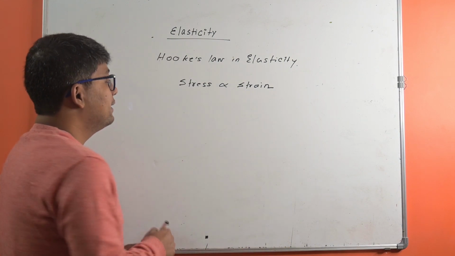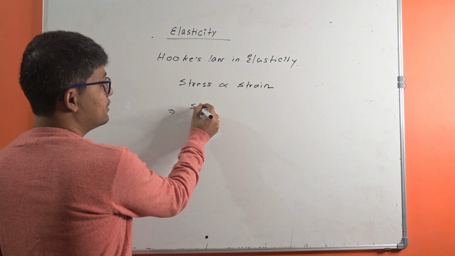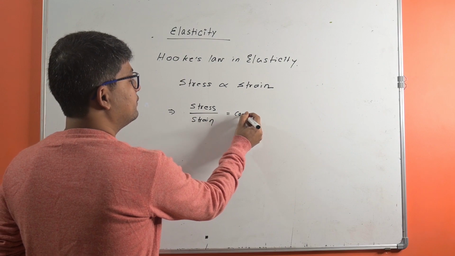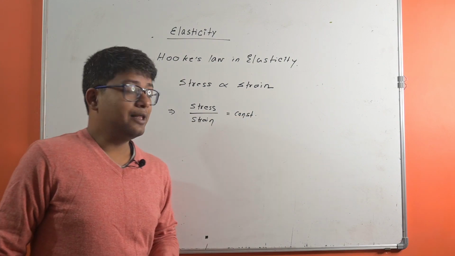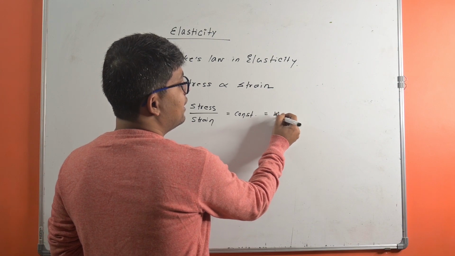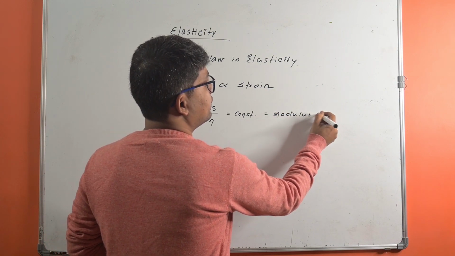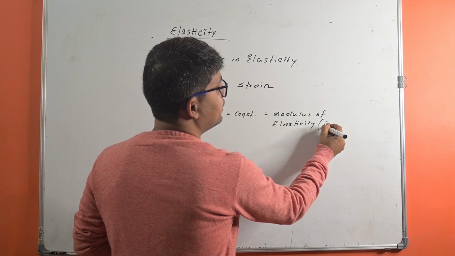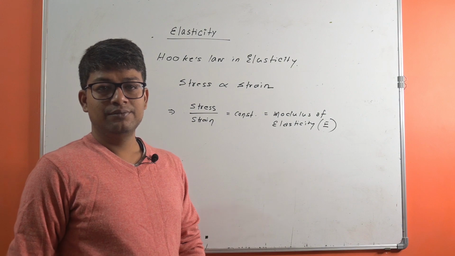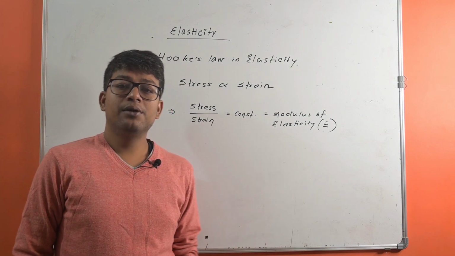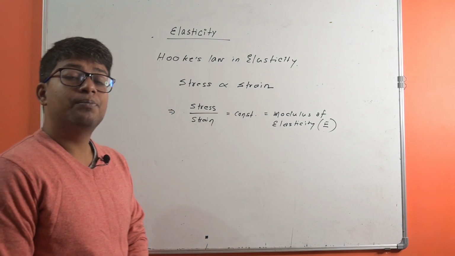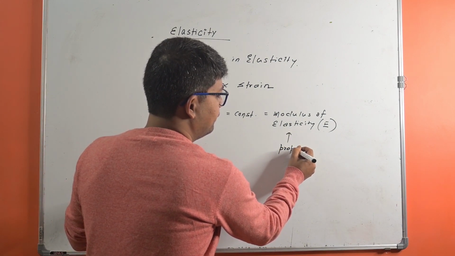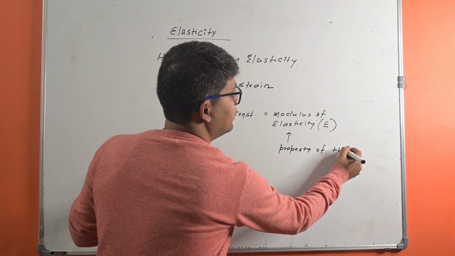So in other words, the ratio of these two quantities, stress and strain, is a constant, isn't it? And this constant is what is known as modulus of elasticity. It's called modulus of elasticity and it is denoted by E. Remember, the modulus of elasticity is a property of the material of the body. So it's a property of the material of the body.